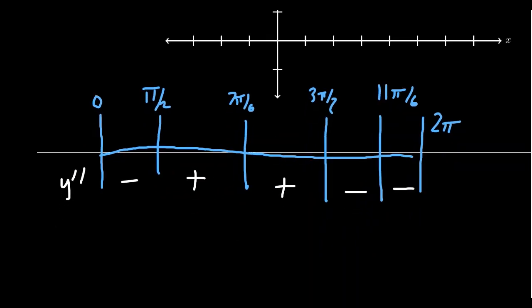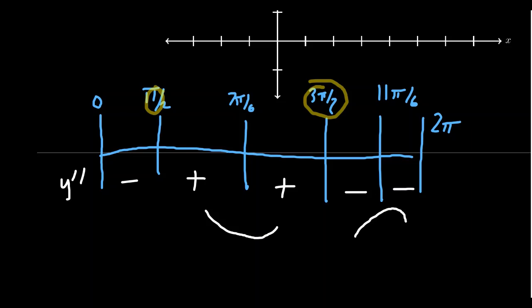And so what this tells us right here is that we have a point of inflection at pi halves, a point of inflection at 3 pi halves. We have a local minimum at 7 pi sixth, and we have a local maximum at 11 pi sixth. And so let's try to put all this information together.